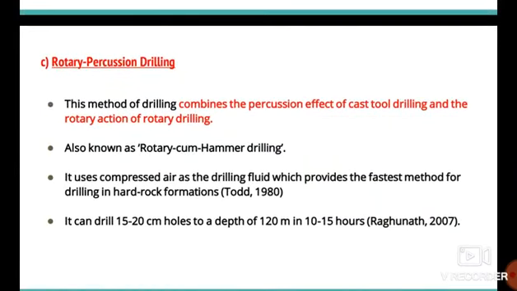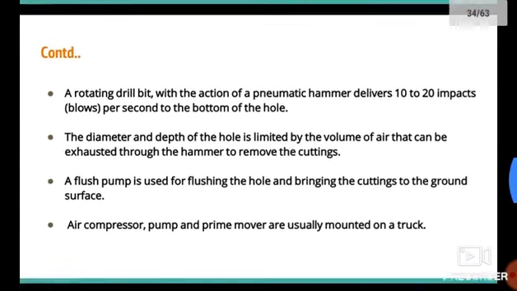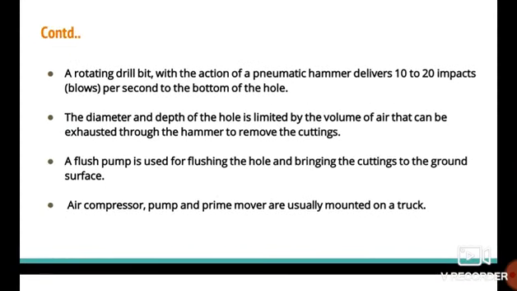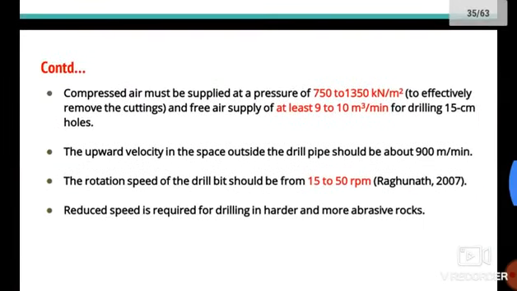Rotary percussion drilling is a combination of rotary and percussion, that is, hammering effect and rotary action. That is the only difference. It can drill holes of 15 to 20 centimeter diameter and up to a depth of 120 meters. These are some of the properties and parts of the rotary percussion drilling method.